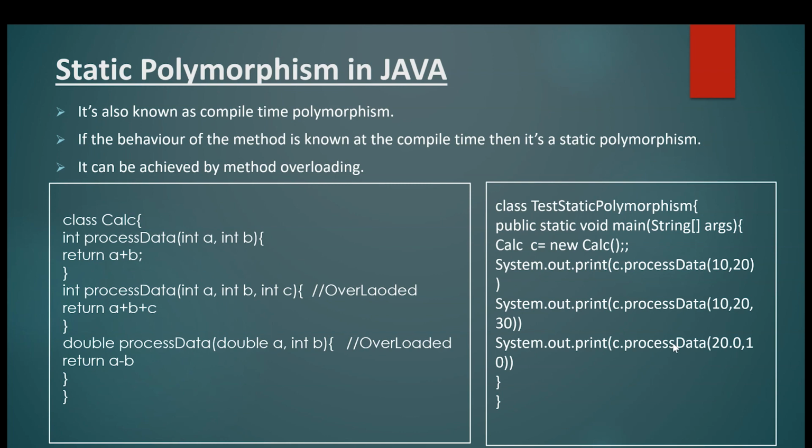So what it will do is go to the calc class and try to search for a method processData which takes two arguments, double and int. It will come here and find this method, and then it will return a minus b.